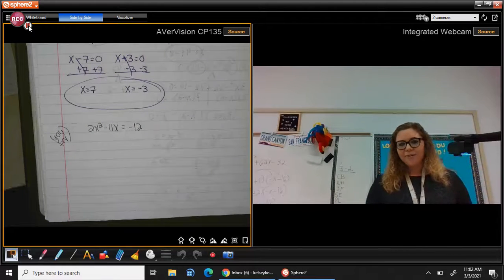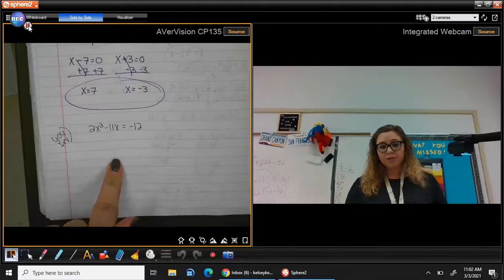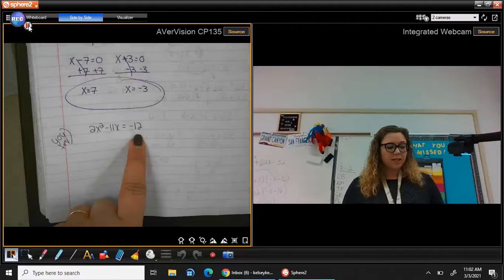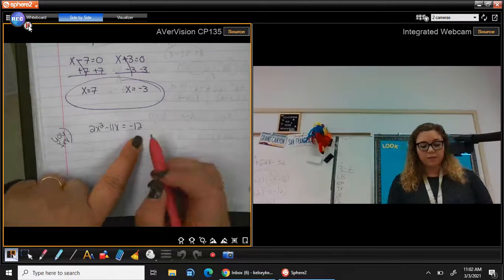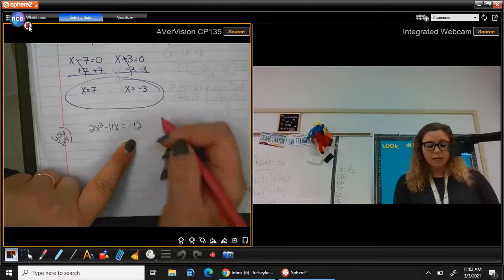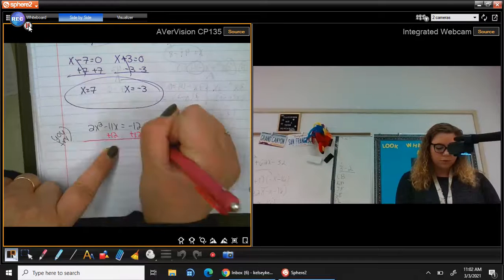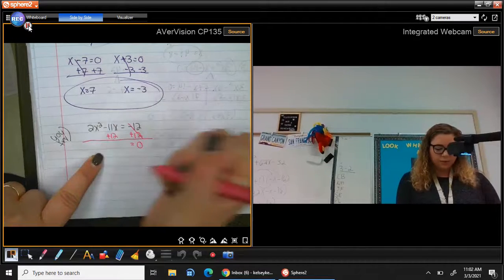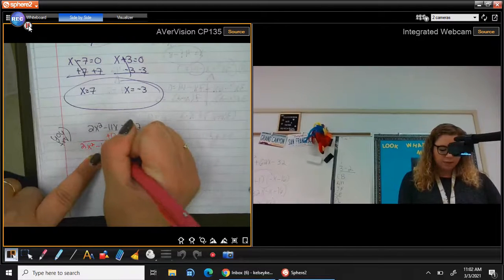Okay, we're going to come back. So they want me to find the solutions to this. The first thing I need to do is make sure it's equal to 0. Is it equal to 0? No, so we have to make it equal to 0. So if this is negative 12, what do we need to do to make this side negative? We need to add 12. So I have 0, which is what we want, and I have 2x squared minus 11x plus 12.